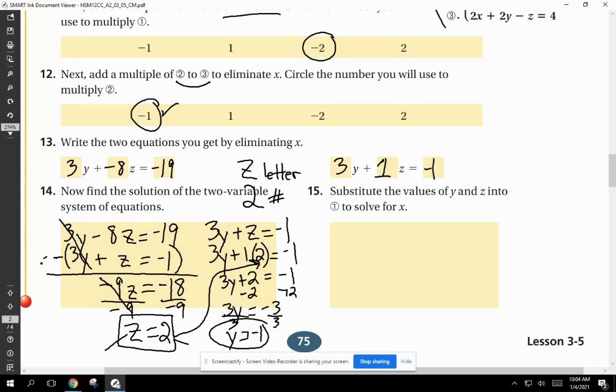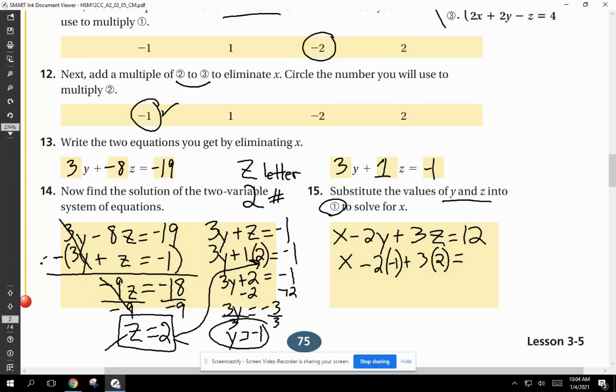Now we're looking to solve for x. Number 15, substitute the values of y and z into the first equation to solve for x. So here we go. X minus 2y plus 3z equals 12. X minus 2 times negative 1 plus 3 times 2 equals 12. And why do we do this? Because we know that y equals negative 1. We know z equals 2. So we combine everything now.